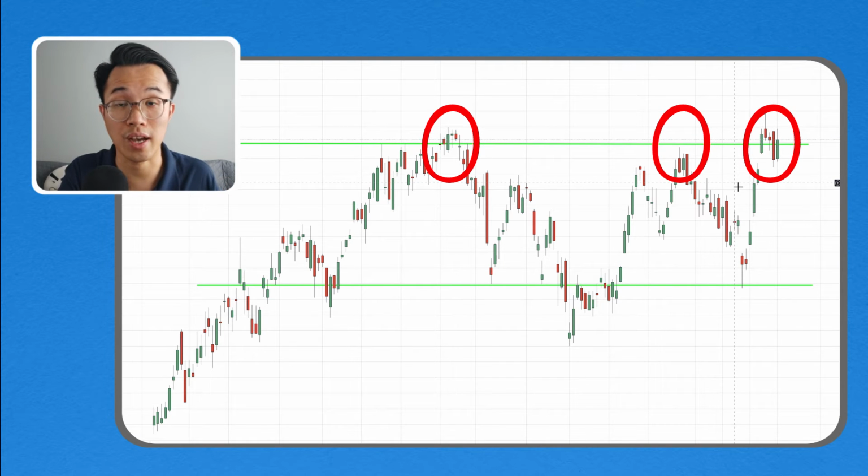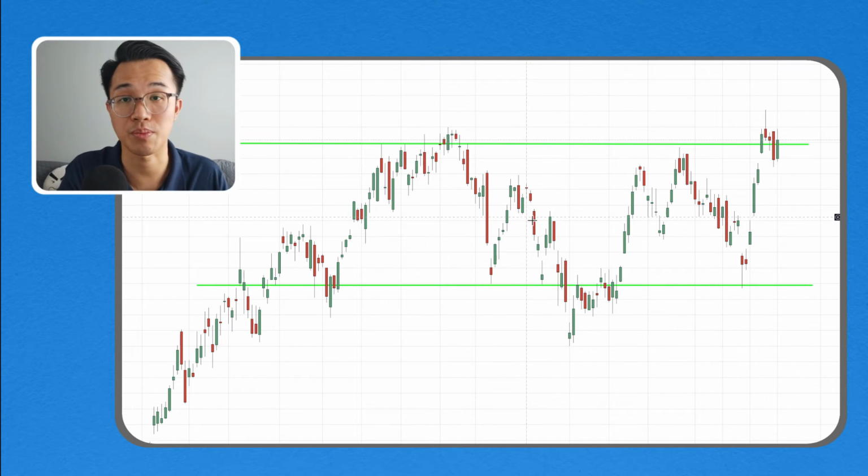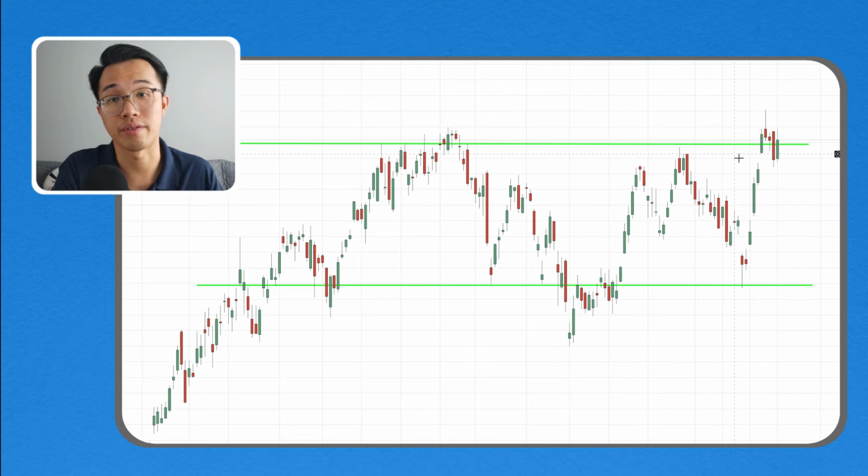Is this the time to sell? Are prices going to come back down again from here? The fact is, nobody knows. Support and resistance only shows us places where prices have been stopped, where prices may have changed directions before in the past. It could change directions again, but the fact is we don't know what it's going to do.